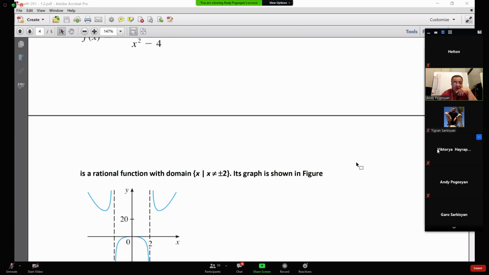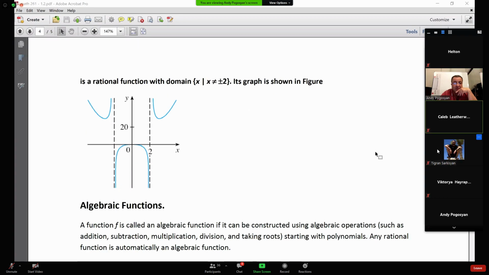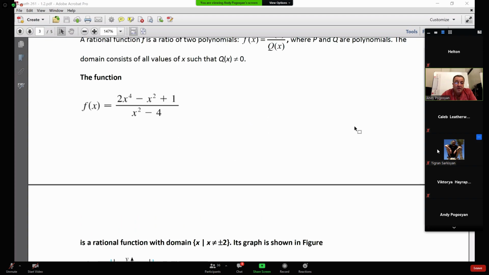So f of x given to you, this is an example, x not equal to plus or minus 2. For those values we have vertical asymptotes, no horizontal asymptote, no oblique or slant asymptote. We get an oblique or slant asymptote when the numerator is 1 degree more than the denominator. Then you can perform long division, and you can obtain the oblique or slant asymptote.